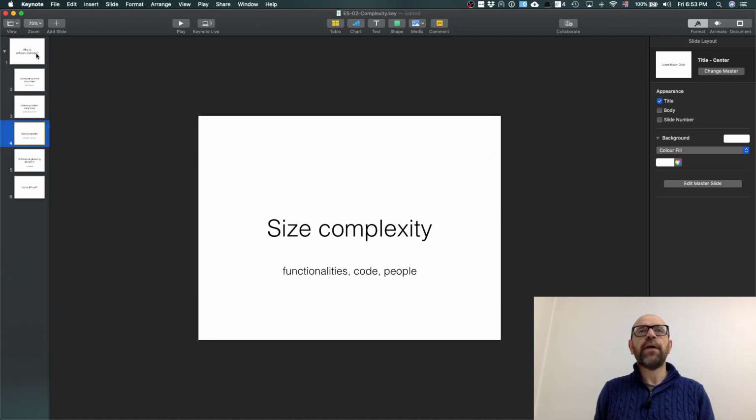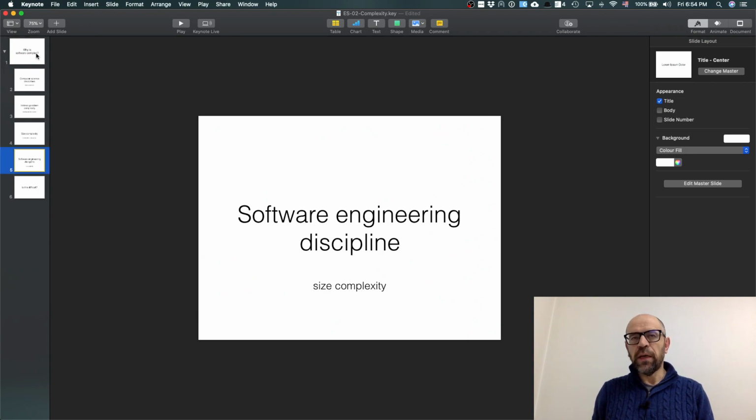But when you do software engineering, when you have large projects, the type of complexity we have to address is that we have a lot of functionalities. You can have hundreds or thousands of functionalities, millions of lines of code, and teams that are large, with hundreds or thousands of people developing the system. So that's size. What you are addressing is techniques to deal with size.